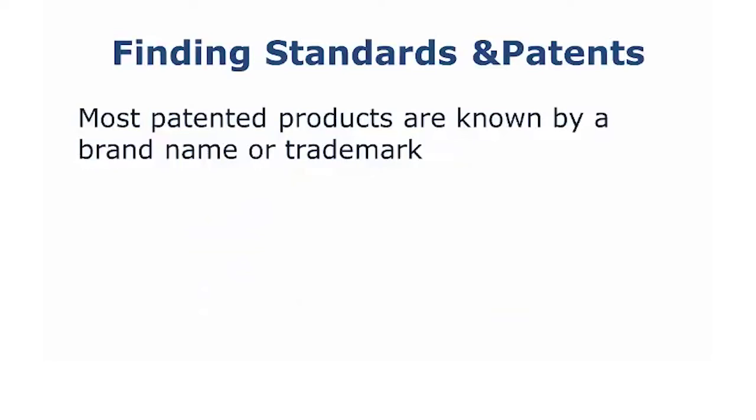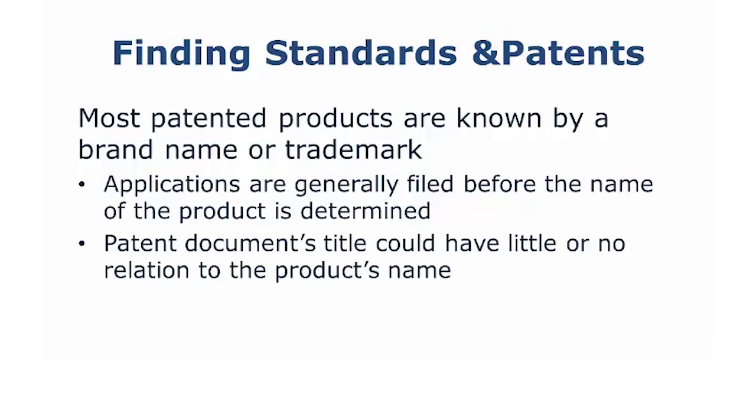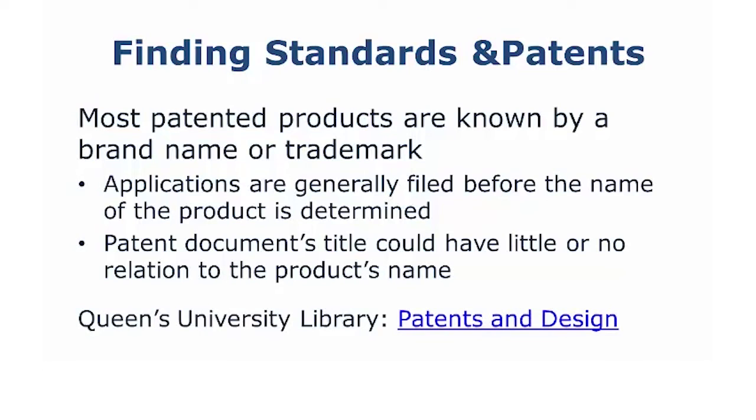Most patented products are known by a brand name or trademark. However, patent applications are generally filed before the name of the product is determined. A patent could be used in multiple products with different names. The patent document's title could have little or no relation to the product's name. For more information about patents, check out this Patents and Design Guide from Queen's University Library.